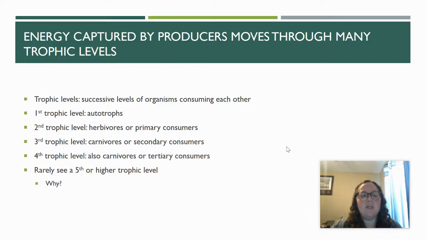We rarely see a fifth or higher trophic level because of how much energy is lost through the consumption from trophic level 1 all the way up to 4. It's generally going to be more efficient to be in the second or third trophic level, even for humans. So I hope you enjoy eating your vegetables.